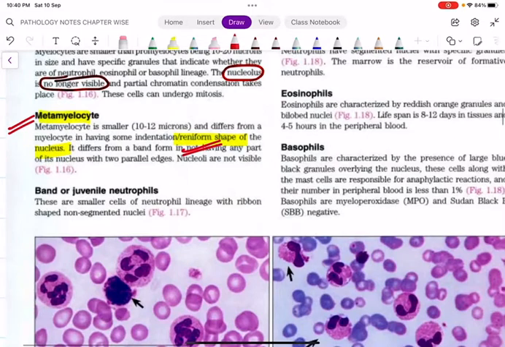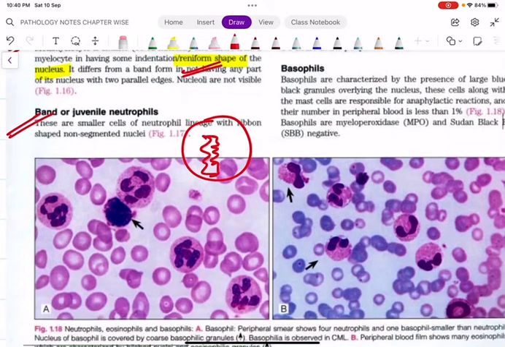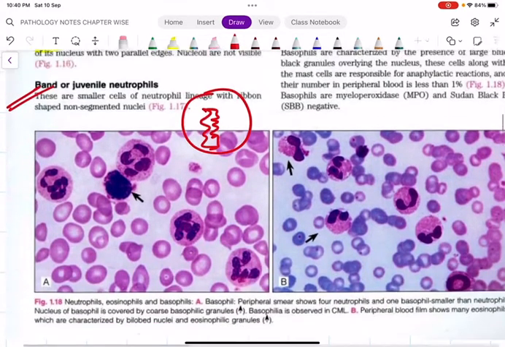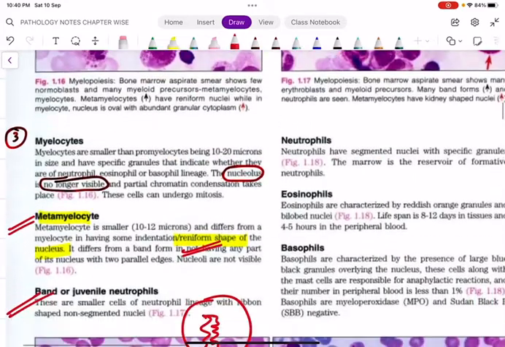Then we have the band neutrophils. Band neutrophils means it has something like this, a ribbon shaped nucleus present within the cell. Mature neutrophils normally have a segmented nucleus, whereas band neutrophils have a non-segmented, long, ribbon shaped nucleus.